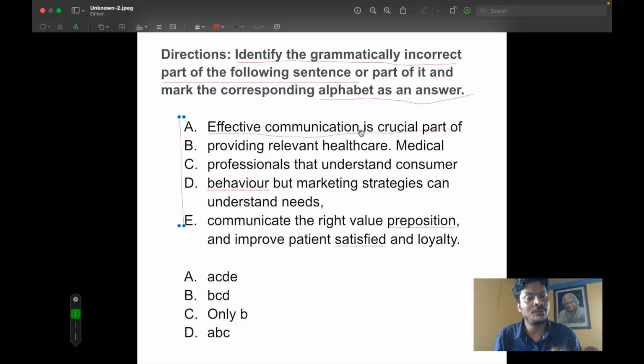It means there could be some part which is not grammatically incorrect. Now you need to observe all these things while you are correcting the sentence grammatically. What are the things you're supposed to see? First, you read the sentences.